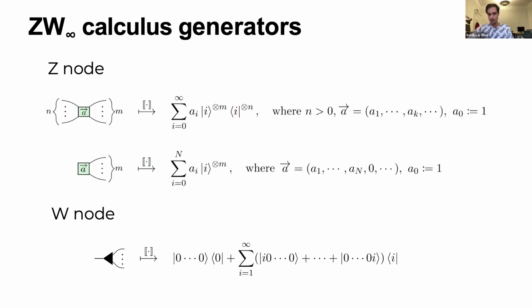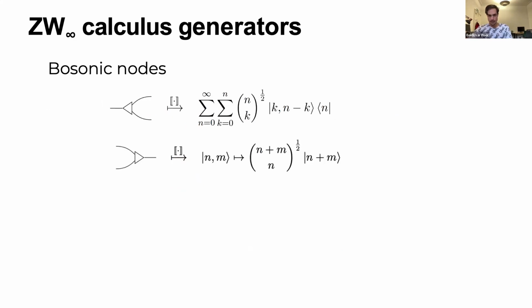And then we have the W node, again a very direct generalization, but instead of D-1, we simply write infinity on top of the sum. And then again, we have this cat I is mapped to I00 plus 0I00 and so on. And so this was Z and W, the two nodes we saw.